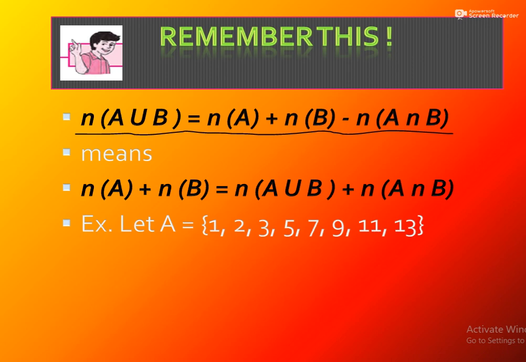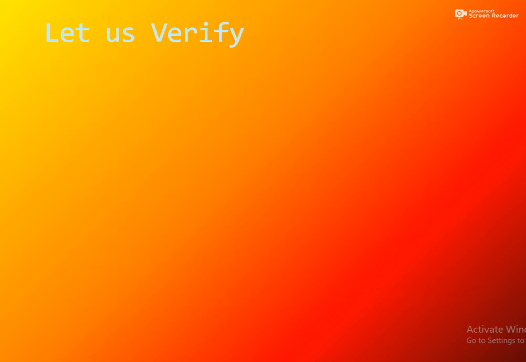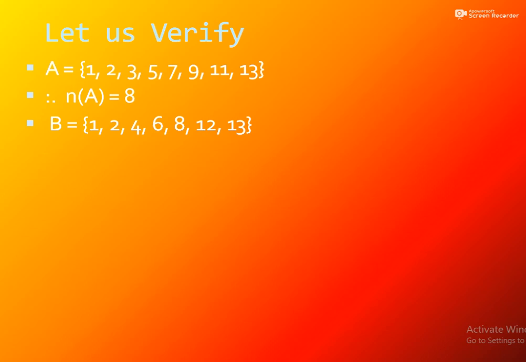So let us see one example. Let A be the set {1, 2, 3, 5, 7, 9, 11, 13}. B is the set {1, 2, 4, 6, 8, 12, 13}. So let us verify this example by the formula. Set A is given. Therefore, the number of elements in set A is 8. Set B is also given. So the number of elements in B is 7.